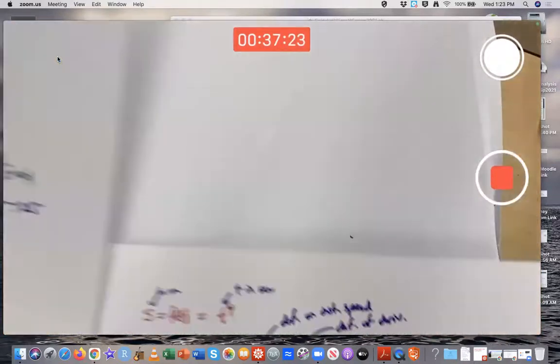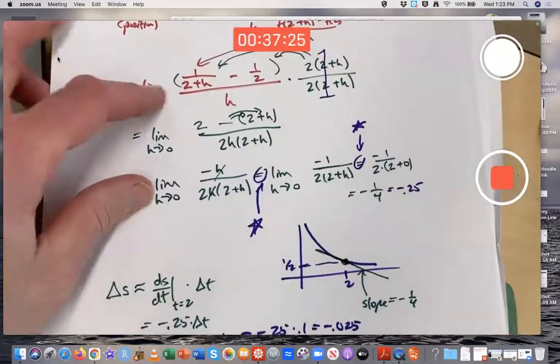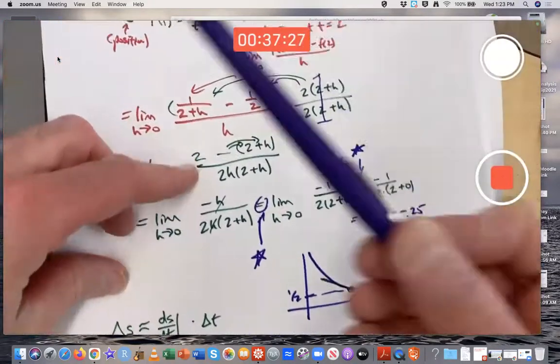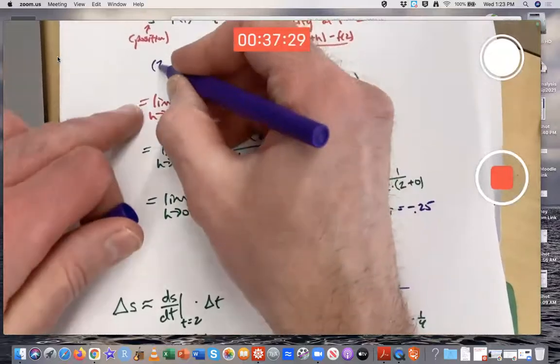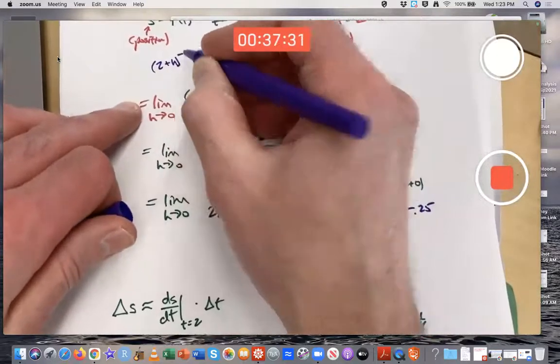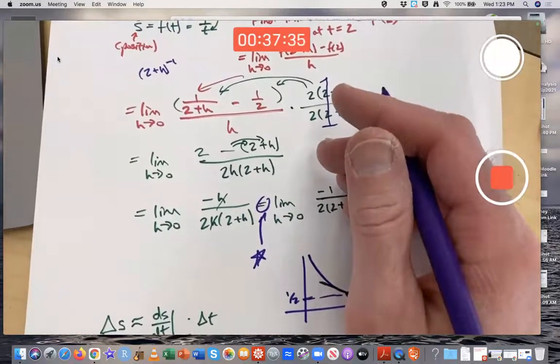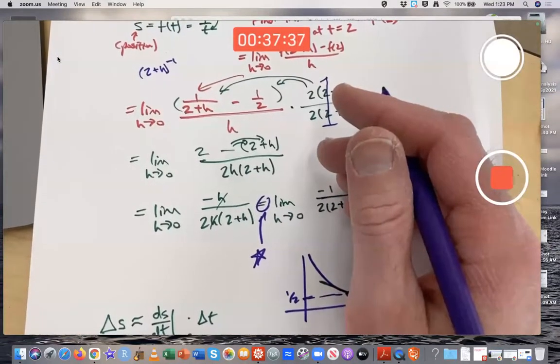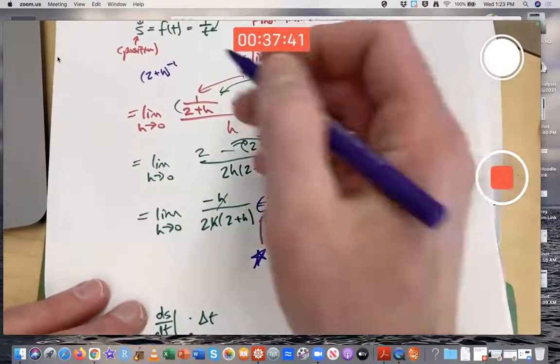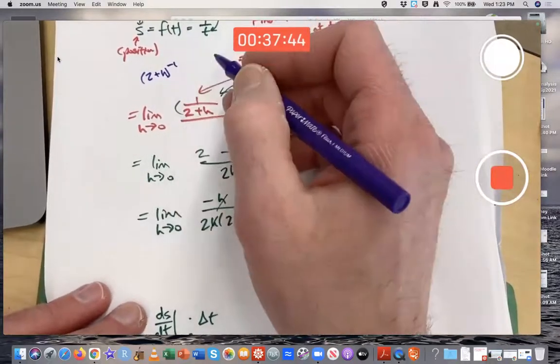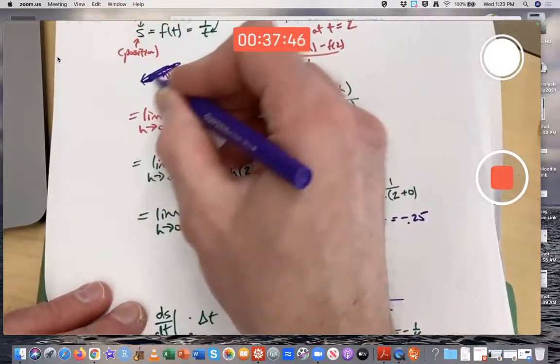There is technically a binomial theorem I could have used here as well, because 2 plus h, I could have thought of it as 2 plus h to the negative 1 power. And there actually is a way to expand that, a negative power binomial, but it involves an infinite series. It's another famous thing that Newton discovered, how to expand things like that as infinite series. But that's a calculus 2 topic.